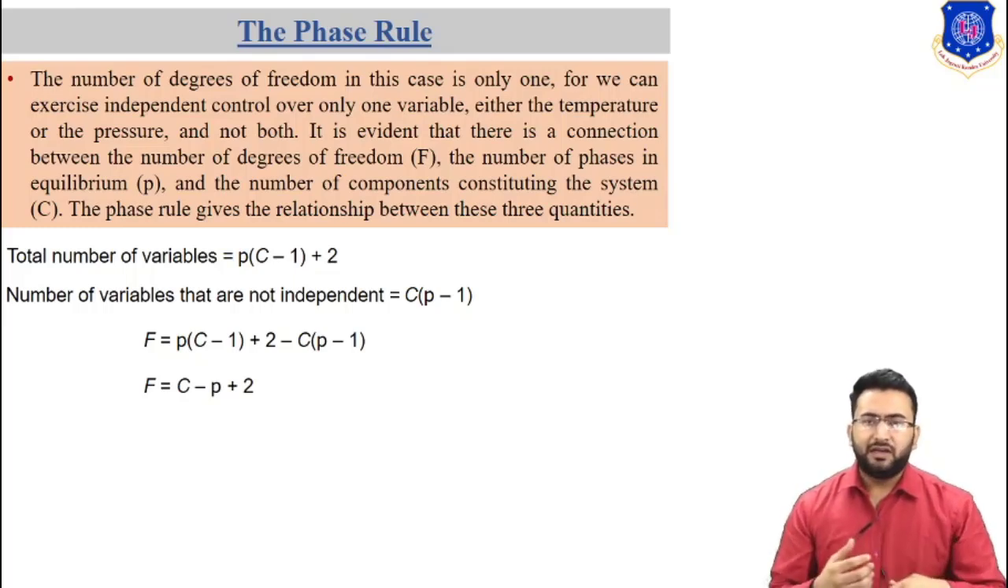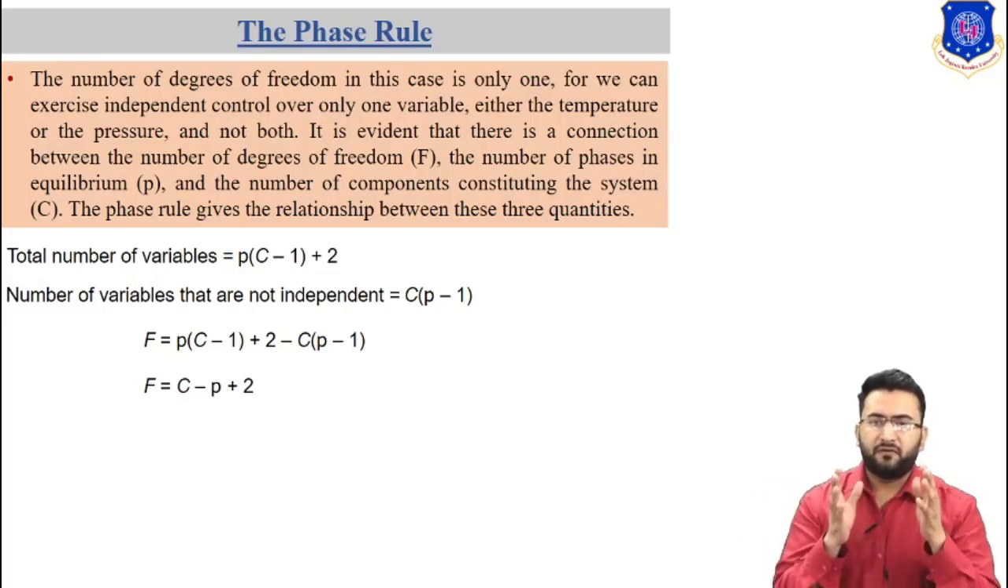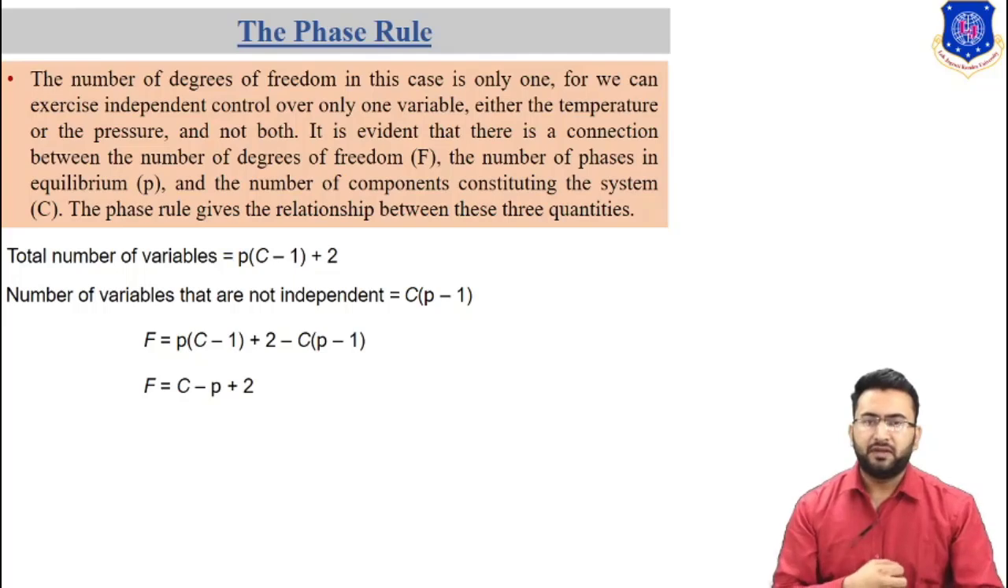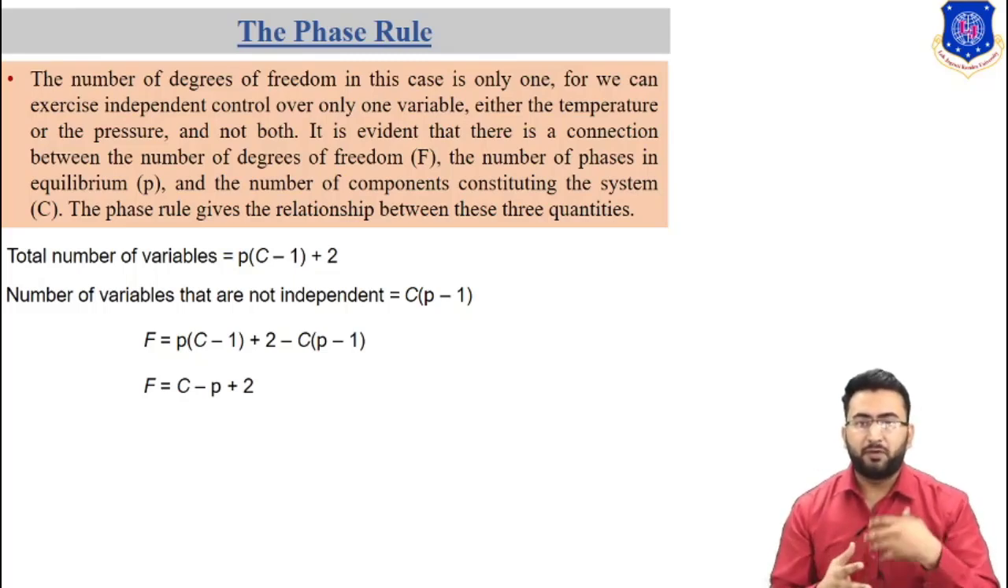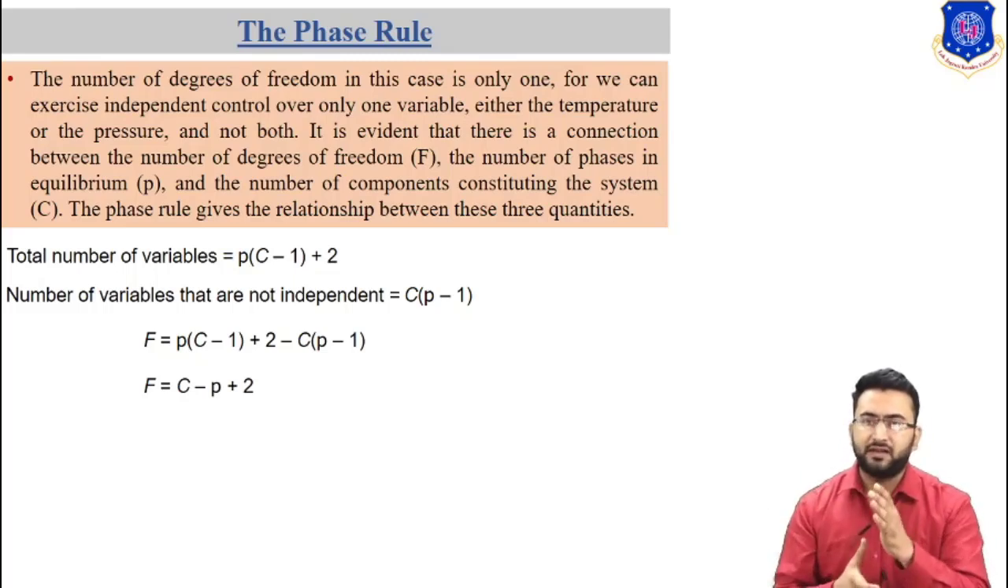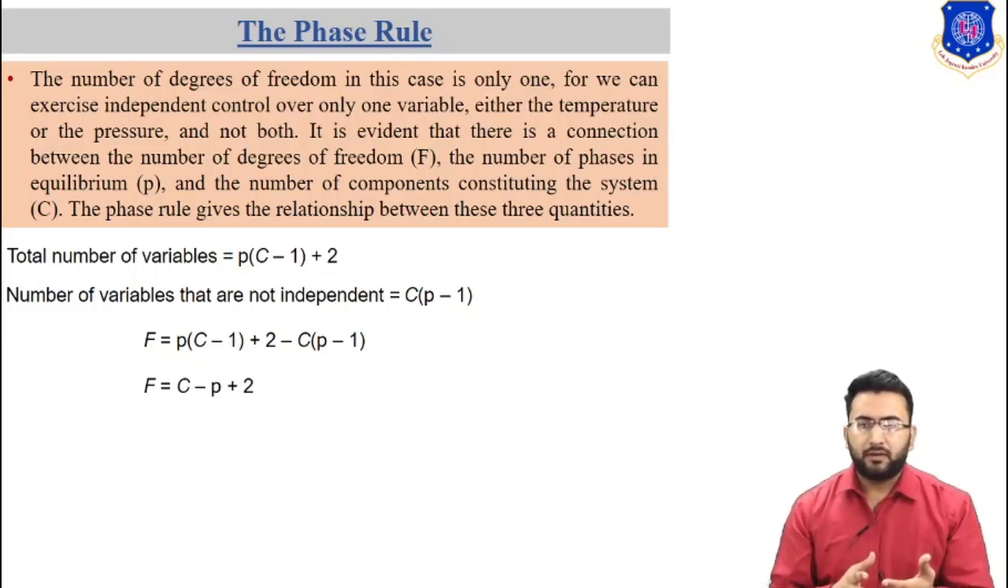It is evident that there is a connection between the number of degrees of freedom, the number of phases in equilibrium, and the number of components in the system. The phase rule relationship is given by F equals C minus P plus 2, or we can say F equals N minus P plus 2. The phase rule can be derived using the equilibrium criteria, considering a heterogeneous system consisting of C components distributed between P phases, or N components.